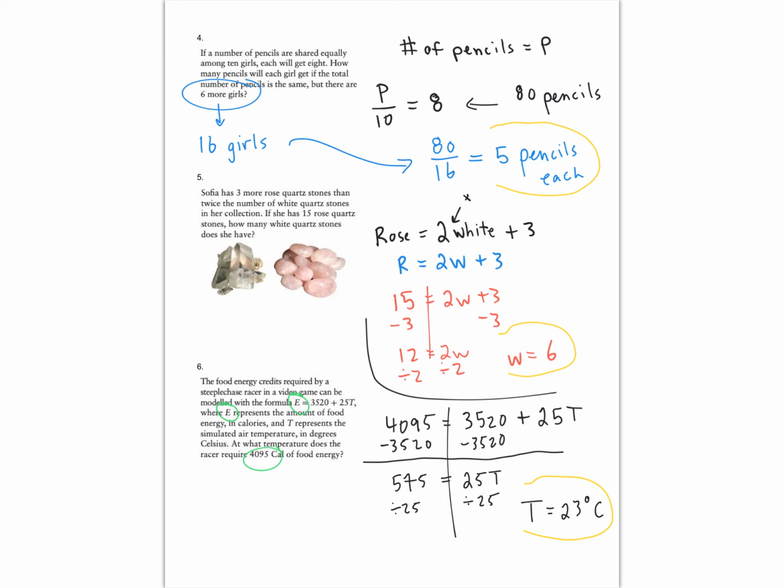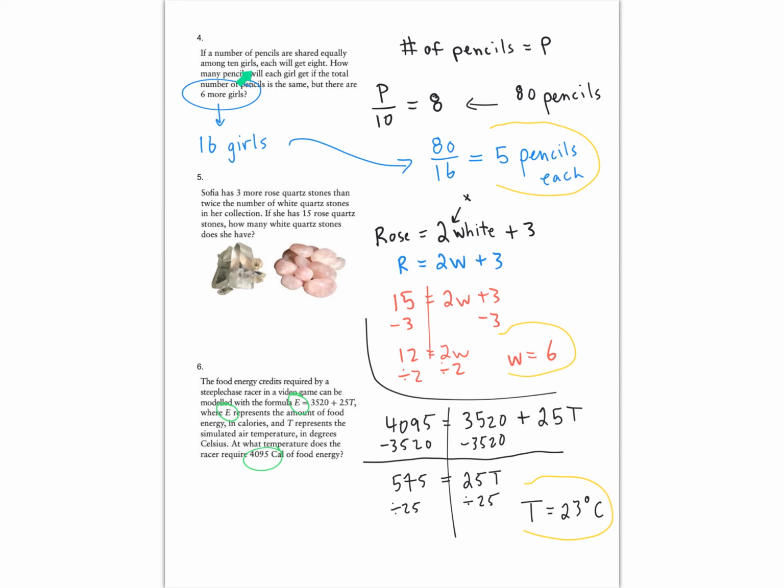Okay, next. So here's our answers for those. 5 pencils, 6 white quartz stones, and 23 degrees Celsius. So those are the answers on each.